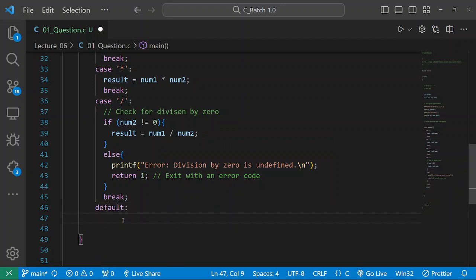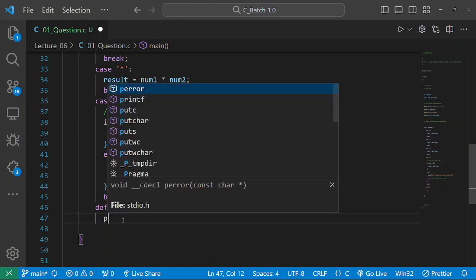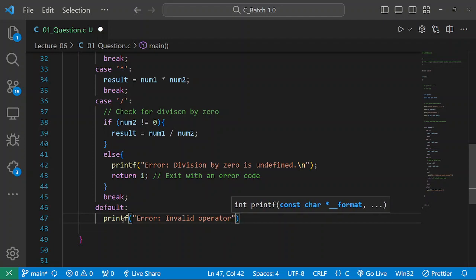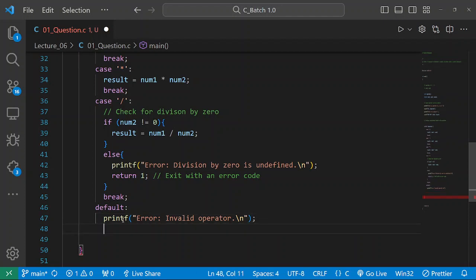In default I will be writing printf error. So which kind of error will it generally be? The error will be invalid operator. If anyone enters something wrong, we'll be dealing with an invalid operator. And you have backslash n, and return 1. Why return 1? Exit with the error code. Something error happened, that's why I'm returning 1. Not any big deal in it.